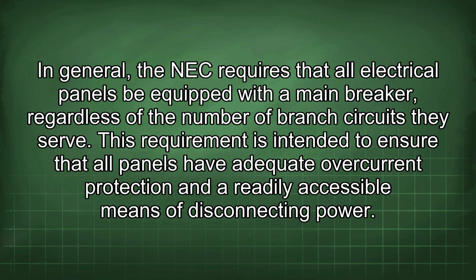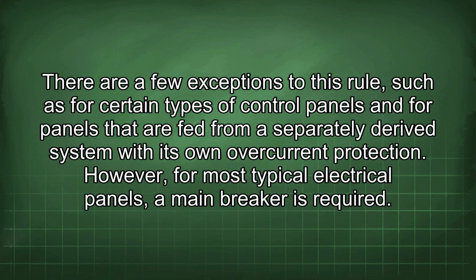In general, the NEC requires that all electrical panels be equipped with a main breaker, regardless of the number of branch circuits they serve. This requirement is intended to ensure that all panels have adequate overcurrent protection and a readily accessible means of disconnecting power. There are a few exceptions to this rule, such as for certain types of control panels and for panels that are fed from a separately derived system with its own overcurrent protection. However, for most typical electrical panels, a main breaker is required.